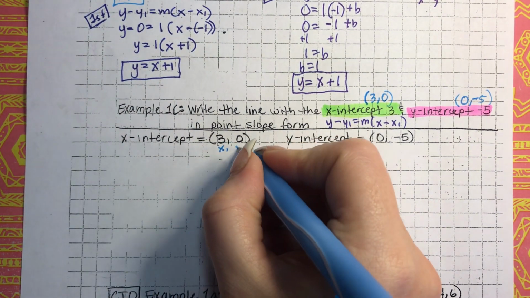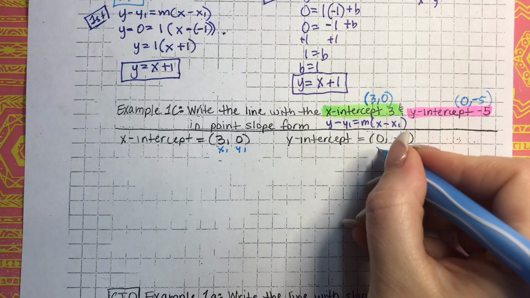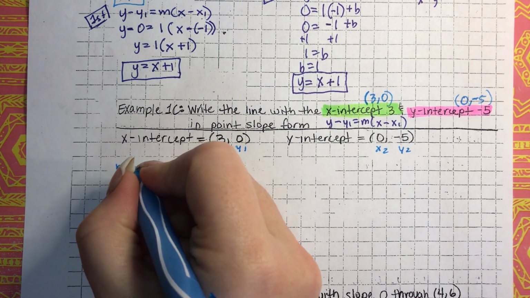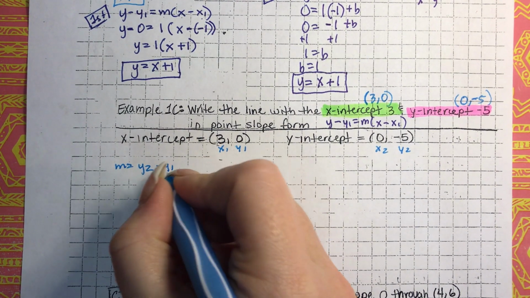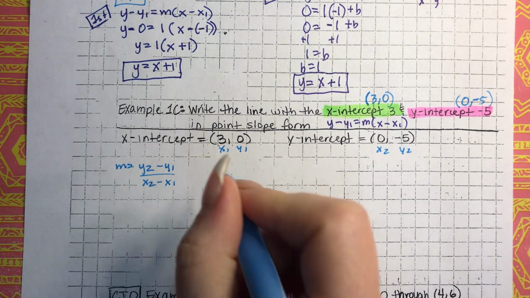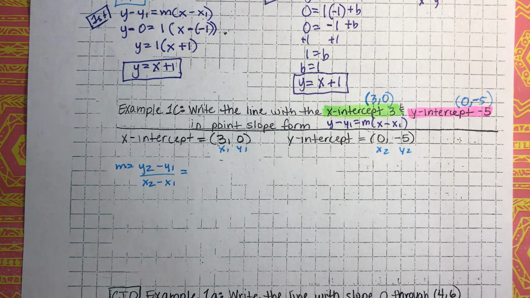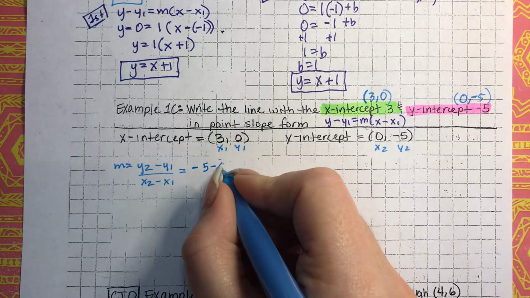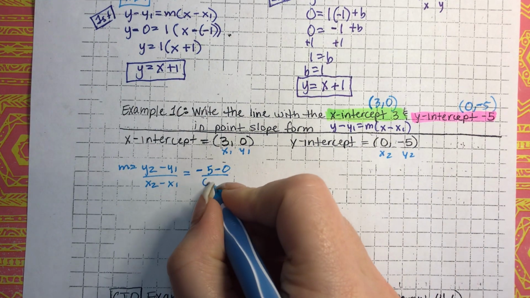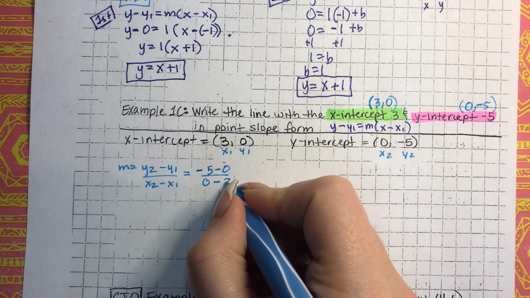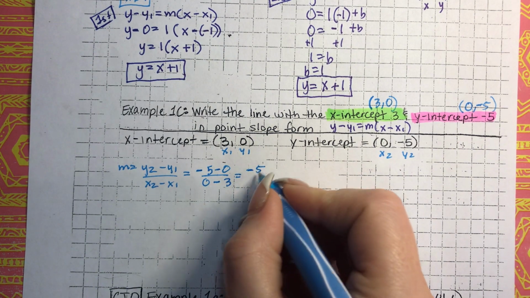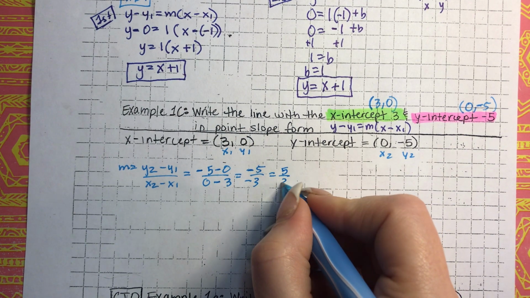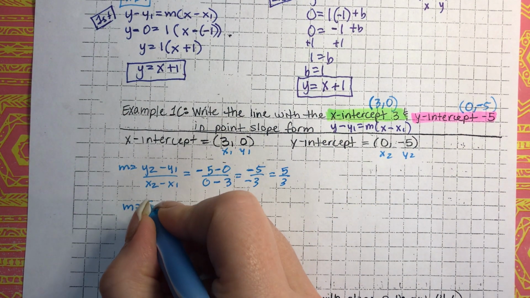I'm going to call this my x1, this is my y1, this is my x2, and this is my y2. And then I'm going to put that into the slope formula. And then let's just solve, right? So y2 is -5 minus y1 is 0, and then x2 is 0 minus x1 is 3. We end up with -5 over -3. The negatives cancel and we end up with our slope being 5/3. Our slope is equal to 5/3.